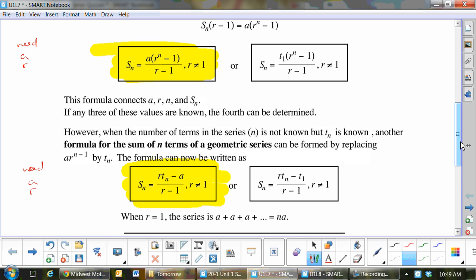N? No, the top one needs N, right? You need A, R, and N. What do you need for the second one? Tn. Okay, so why don't we go through this?